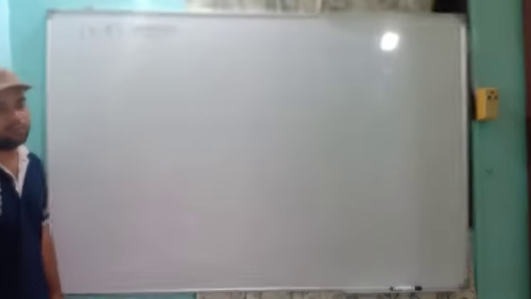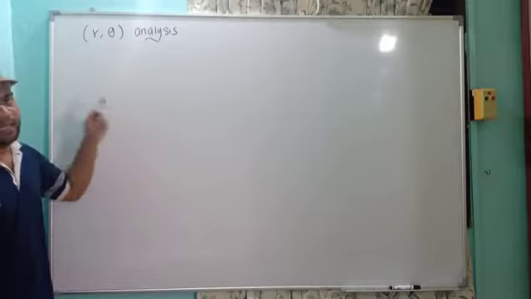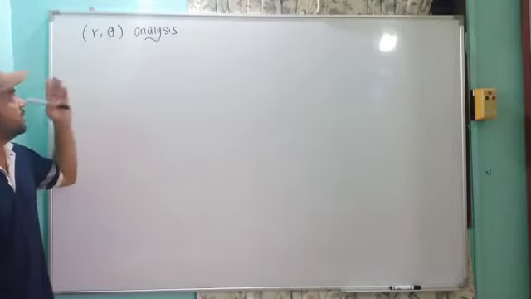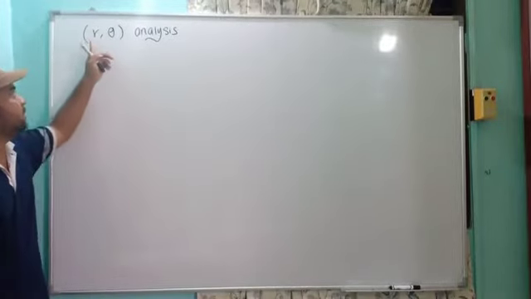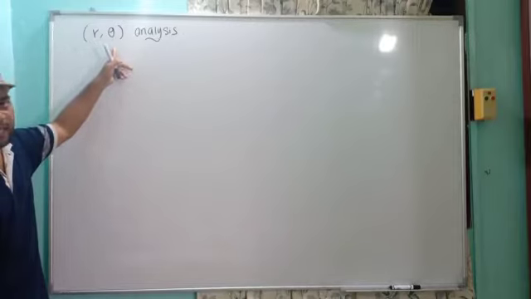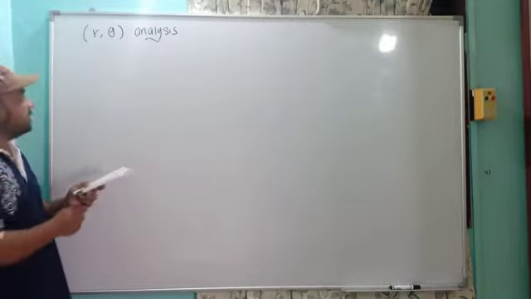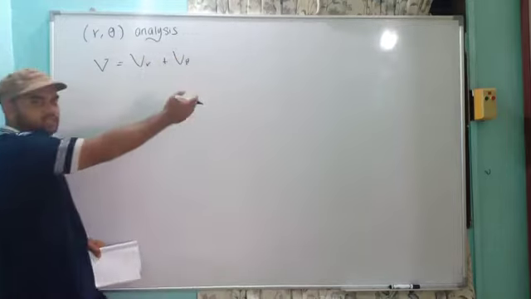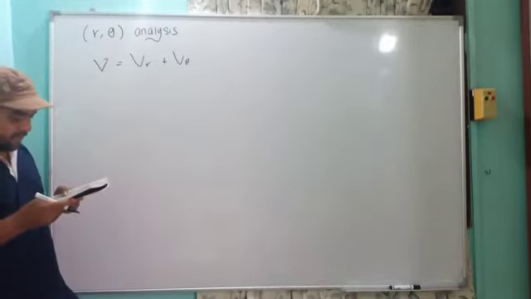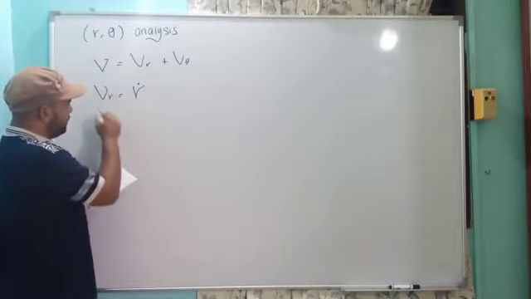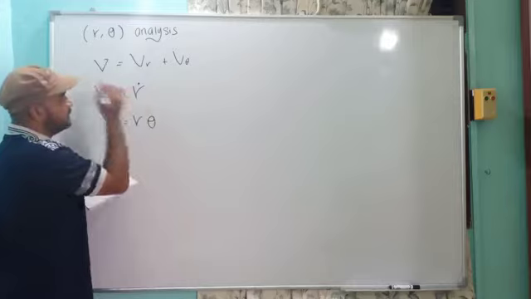As we have done in the previous subchapter, the xy, the nt, and so on, we will resolve the velocity and also the acceleration towards the axis. In this case, we will resolve the velocity into vr and v theta, and the acceleration into ar and a theta. In this book, it is said that the velocity v equals vr plus v theta. Of course, this is a vector, so you should consider the direction also. And vr equals r dot, and v theta equals r theta dot.